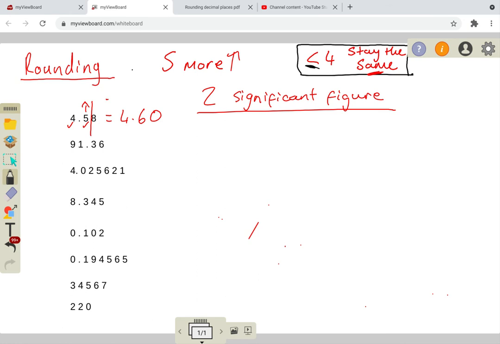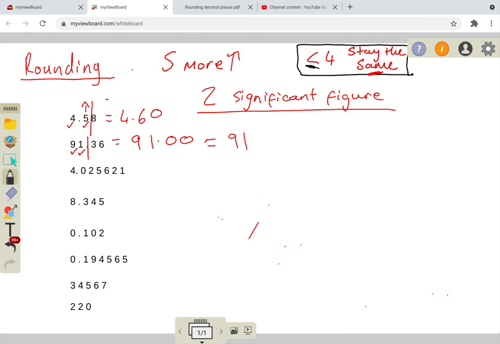Okay. So 4.60. Next one, to two significant figures. Both of them are significant, 9 and the 1. Draw your line. Number next to the line is less than 5, so that stays as 91.00, which is just 91.